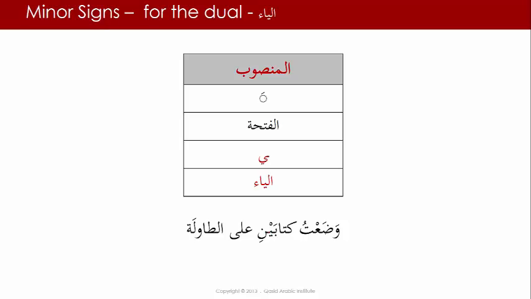Notice that the noon has a kasra underneath it. And this is not the sign of the majrur case. Rather, the sign here is a minor sign, and it is the ya.